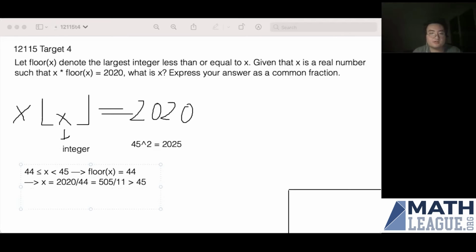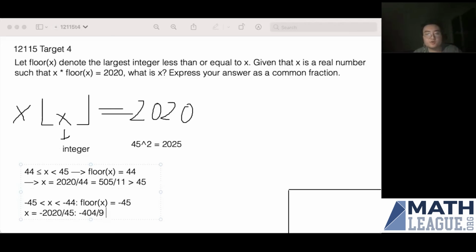Pretty similar, I guess. We can try this time negative 45 is less than x is less than negative 44. This time the floor of x is going to be minus 45, not minus 44. And then we'll get x equals negative 2020 over 45. So does x equal negative 2020 over 45 work? Well, that's negative 404 over 9.